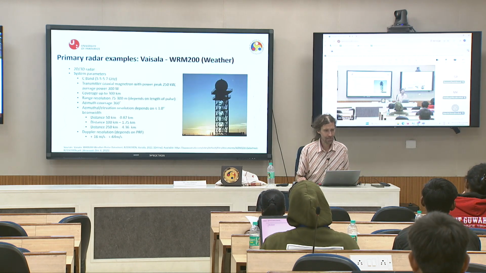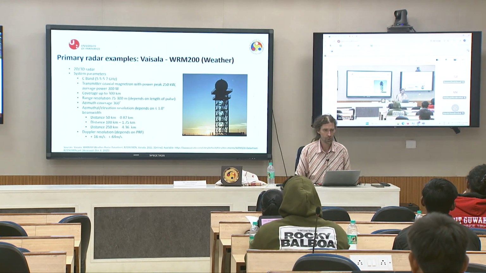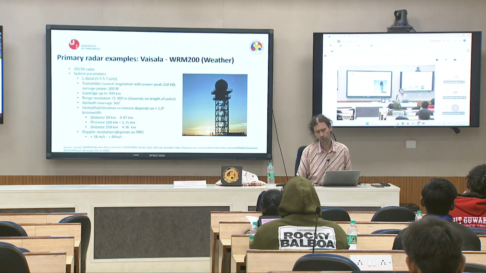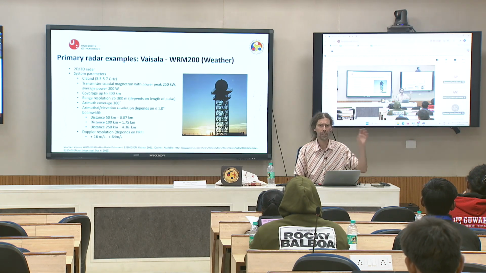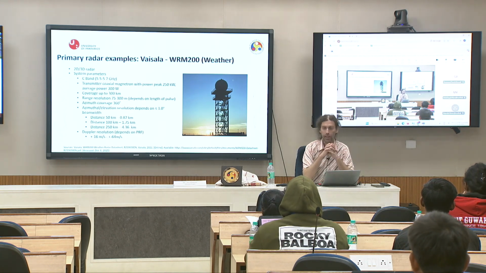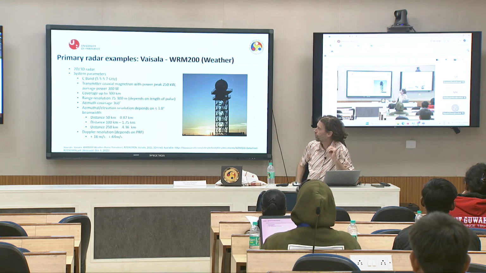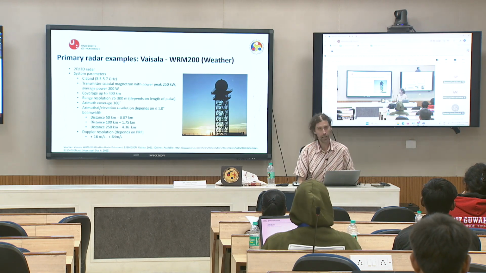There is a second example, a weather radar. I put it because it is typical for a primary radar system also. It could be 2D, 3D. It is from a very well known company, Vaisala. I think that is from Sweden or some northern part. It works on C-band, so you can see frequency is from 5 up to 5.7 gigahertz.